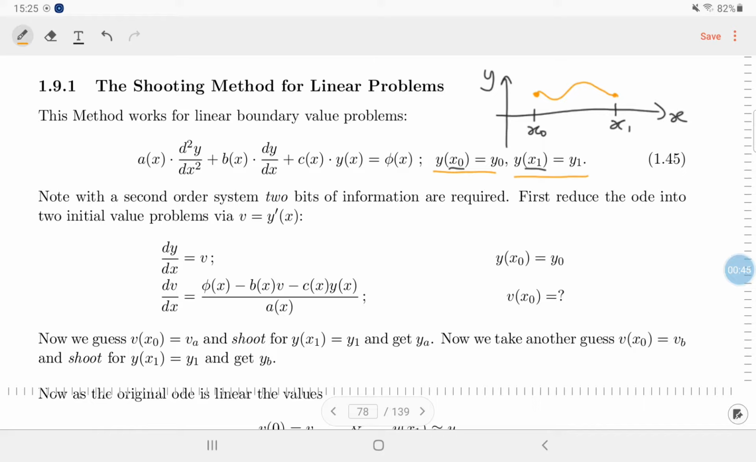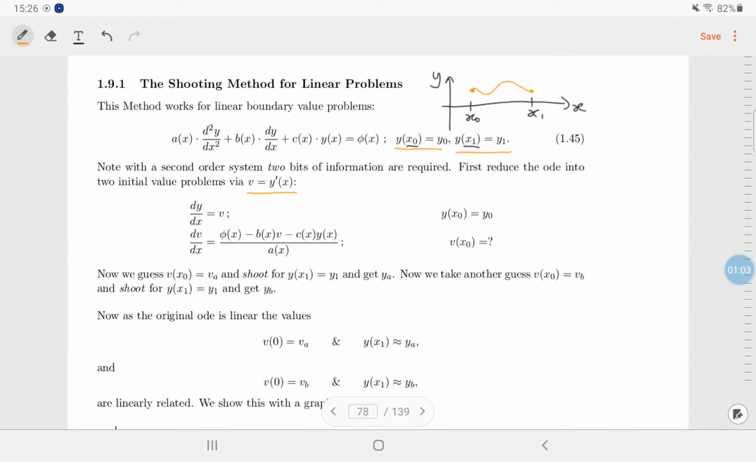First, reduce it to two initial value problems. So as usual, you let v be the first derivative, and then you have a differential equation for v. Well, for y is the easy one, dy dx equal to v with the initial value. And then you rewrite this thing. So this should be okay for you. So I'm going to just do it up the top.